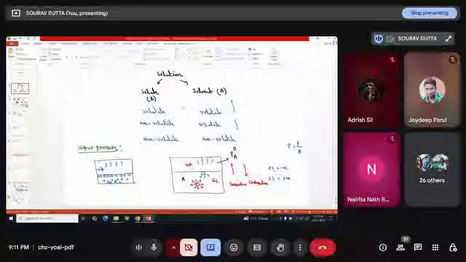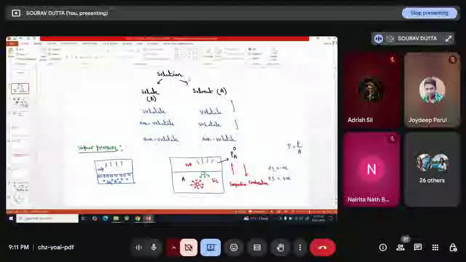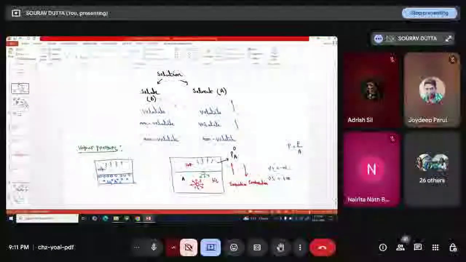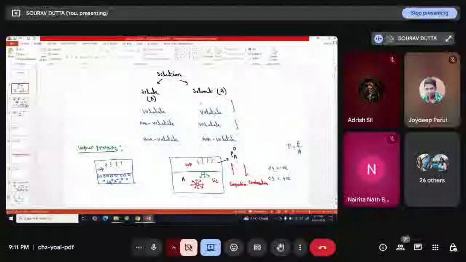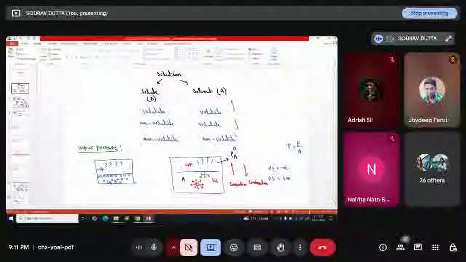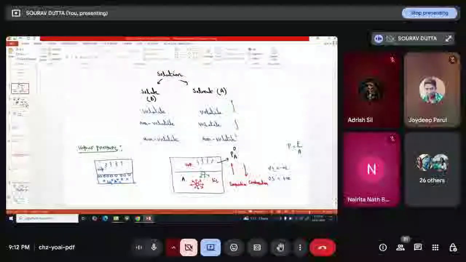So first of all, we all know solution has two components. One is solute, another is solvent. Now there are three possibilities. Solute and solvent both can be volatile. And solute can be non-volatile and solvent can be volatile, or both are non-volatile. So there are basically three possibilities. Volatile means the boiling point is very low, and it easily converts from liquid to vapor.